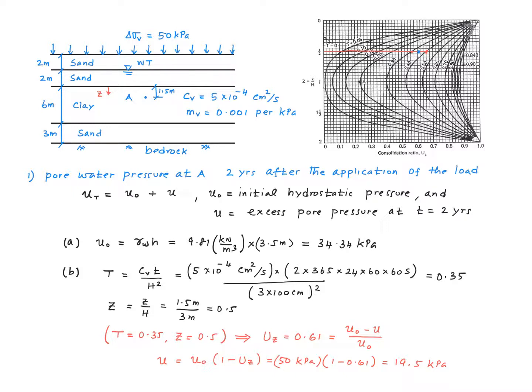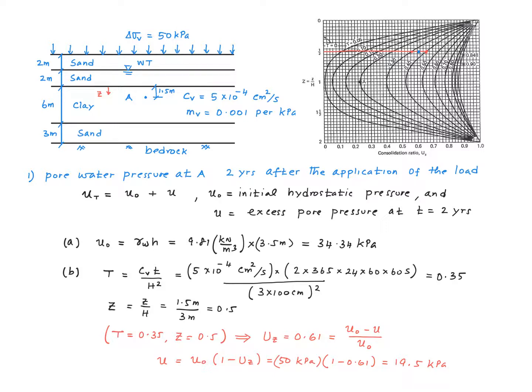Remember, time factor is a dimensionless quantity, right? So everything should cancel out to give us no dimension for the time factor. So H is 300 centimeters, and you square that, and I get a value of 0.35 out of that. The dimensionless depth would be Z, which is 1.65 meters, divided by H, which is 3 meters. So we have a value of 0.5.